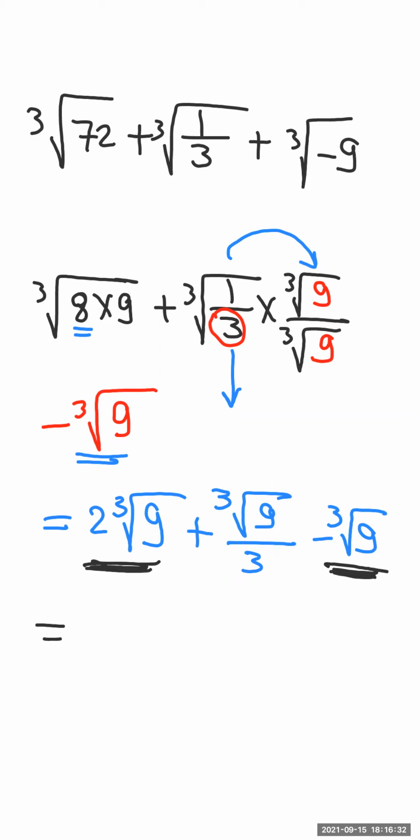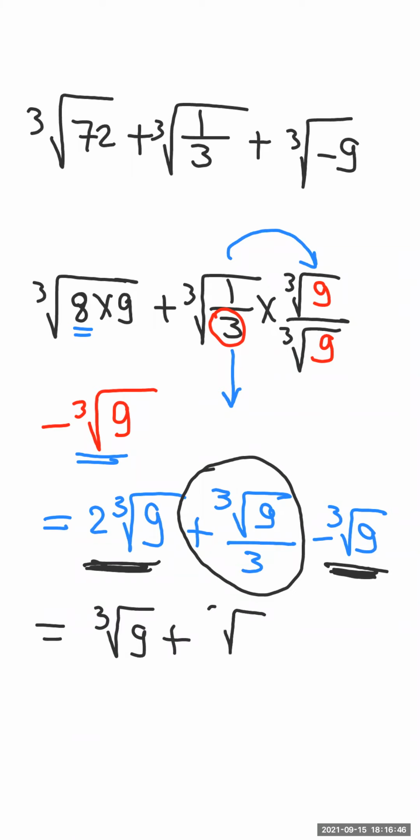Correct? Then cubic root of 9 plus cubic root of 9 over 3. So unify the two denominators. Cubic root of 9 plus cubic root of 9 over 3. Here there is 1, of course. So if we unify the denominators, it will be 3 over 3. Correct?